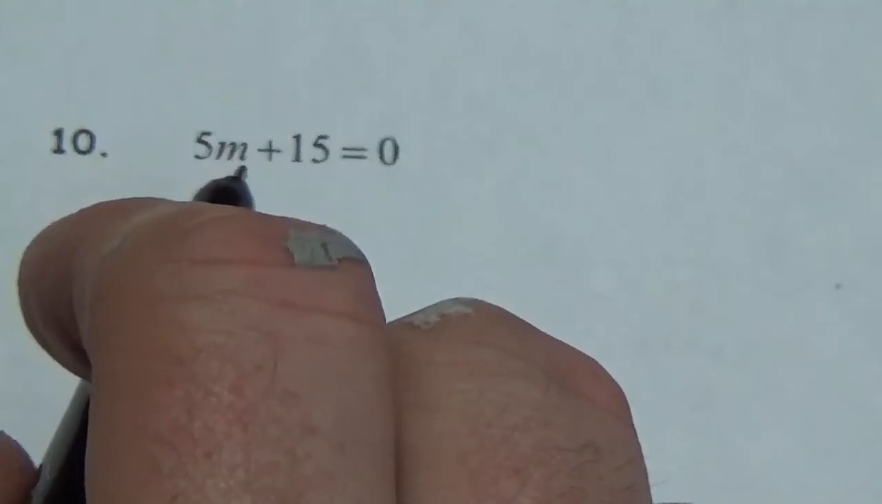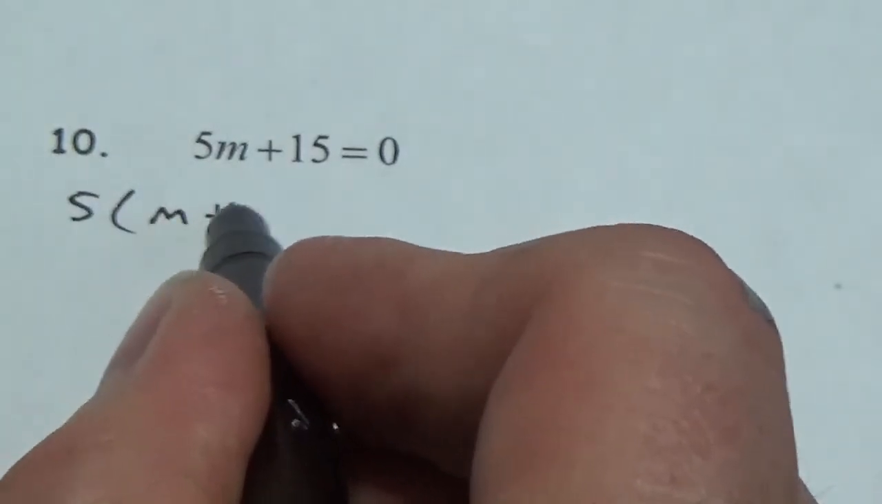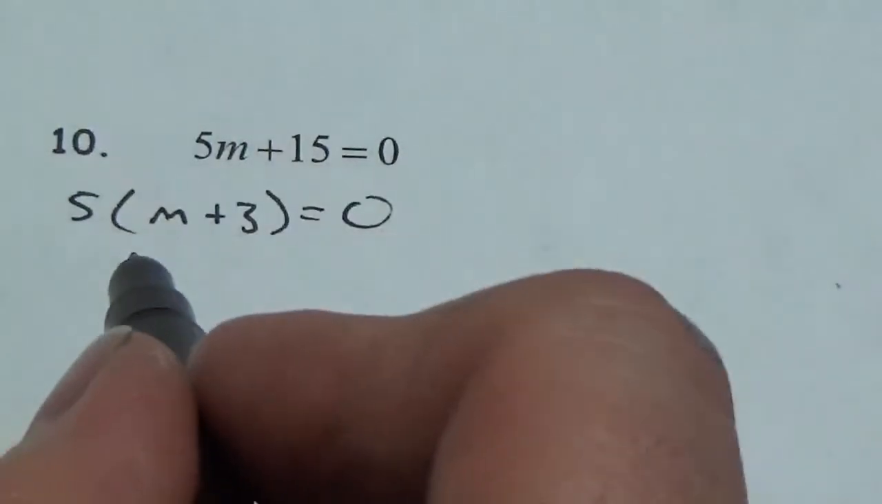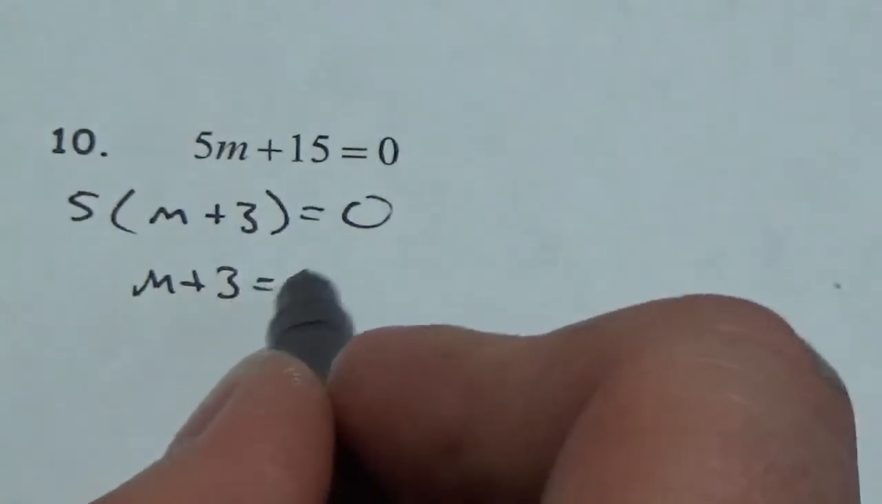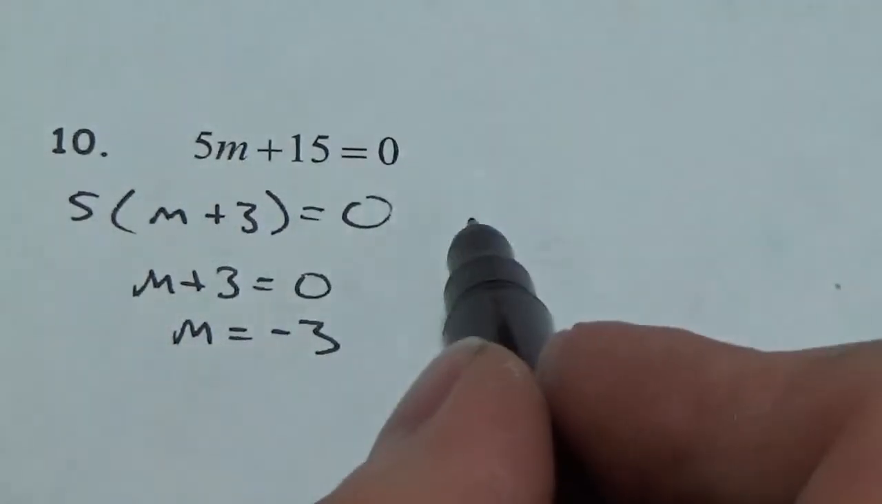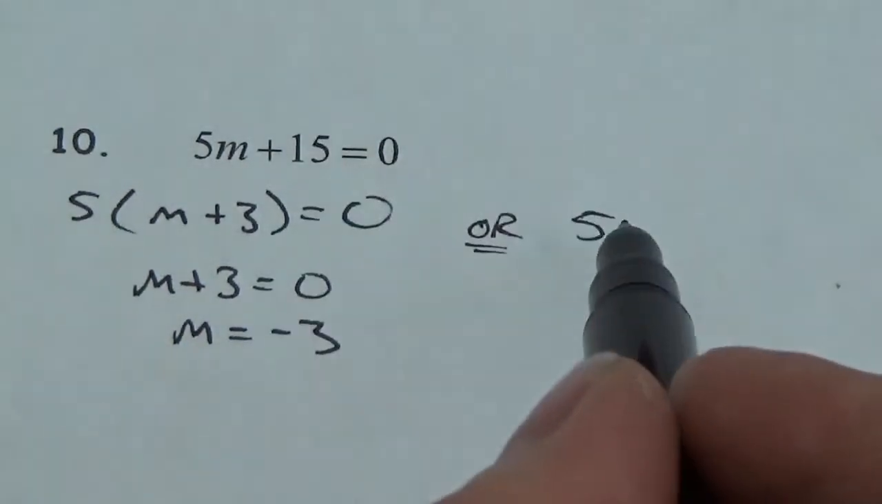What you could do is factor out the 5 and make that 5 times (m plus 3) is equal to 0. And then because that's true, I would set m plus 3 equal to 0, which means m would equal negative 3. Or another way I could do this is bring the 15 over right away.